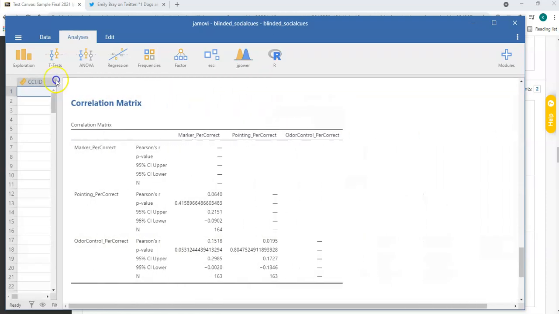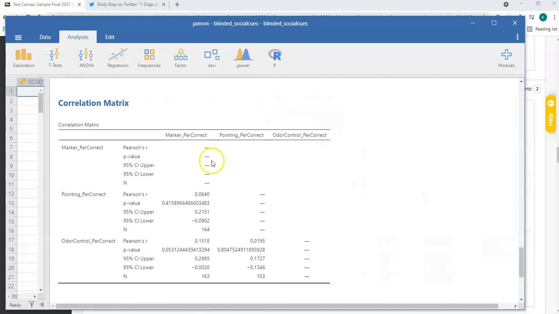All right. So here we are. Now, the tricky thing here is to know where to find your numbers, right? So here's the marker and the pointing task, and all the numbers you need for that. Here's the marker and odor control task, and all the numbers you need. And here's the pointing and odor control.